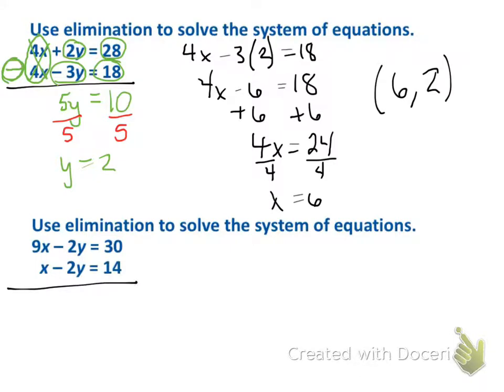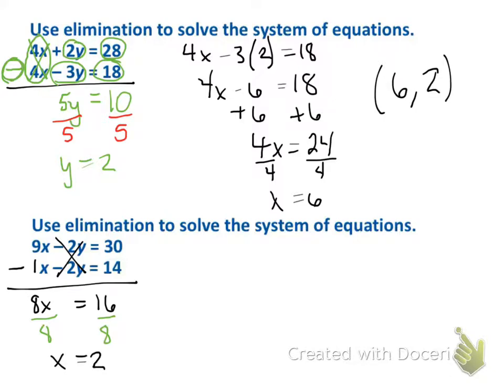I hope that you subtracted, thinking about keep, change, because we're going to end up doing negative 2y minus a negative 2y, which is the opposite, and it'll give us our 0 that we need. Okay, so we're subtracting here. 9x minus 1x, that's going to give us 8x. The y's disappear, and 30 minus 14 gives us 16. Some quick solving, and x is equal to 2.